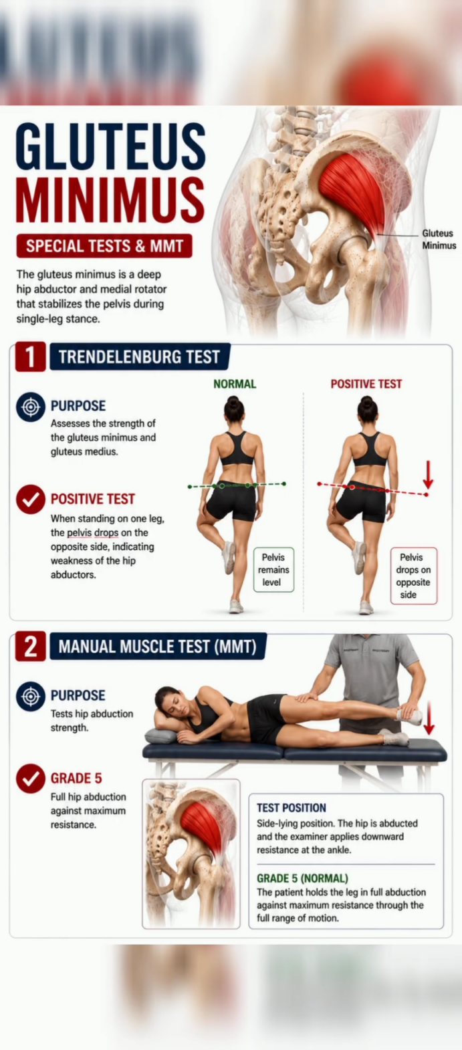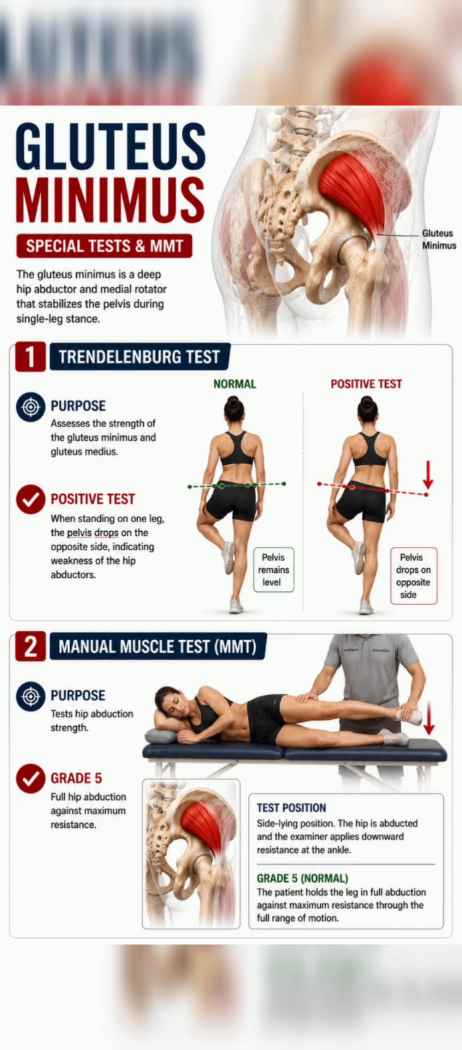So next one is special test. First one is Trendelenburg test. Its purpose is to assess the strength of the gluteus minimus and also the gluteus medius. So if the test is positive, when standing on one leg, the pelvis drops on the opposite side, indicating weakness of the hip abductors. So if it is normal, the pelvis remains level.